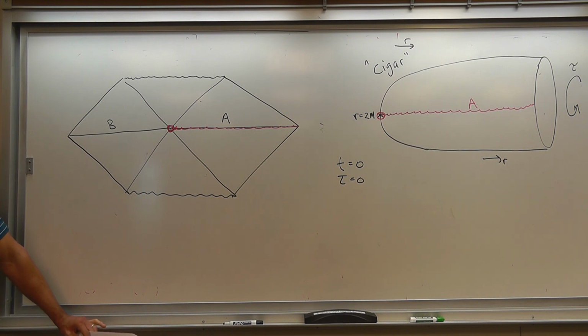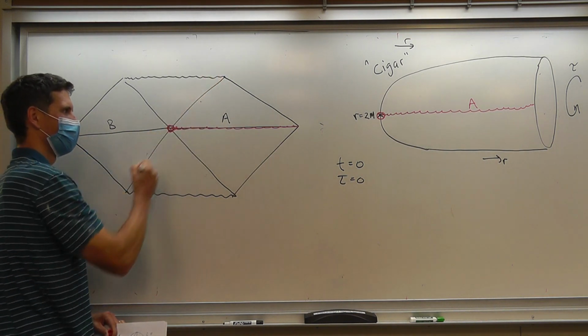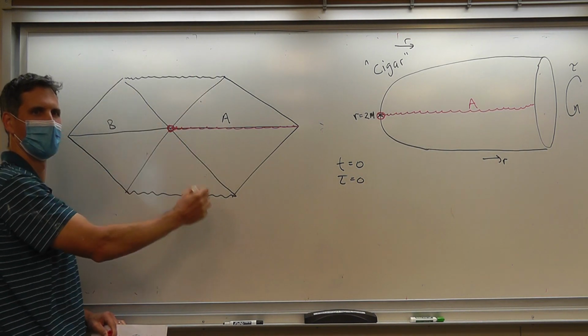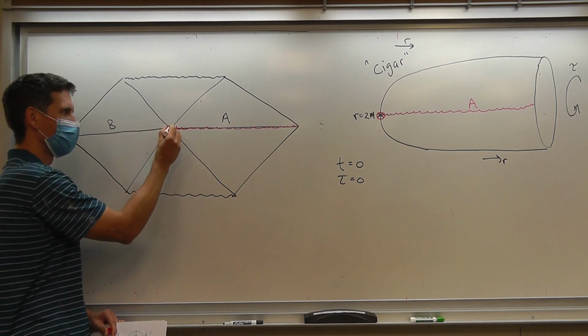Notice a couple of things. One is that Euclidean horizons have one less dimension than Lorentzian horizons. So the Lorentzian horizon is this whole thing, but the Euclidean horizon is just this point.